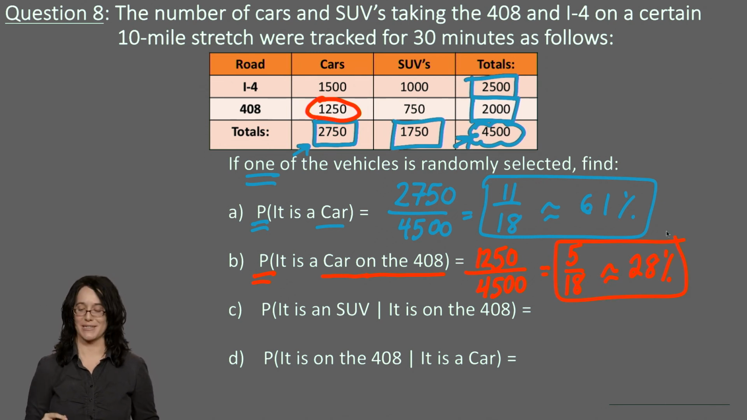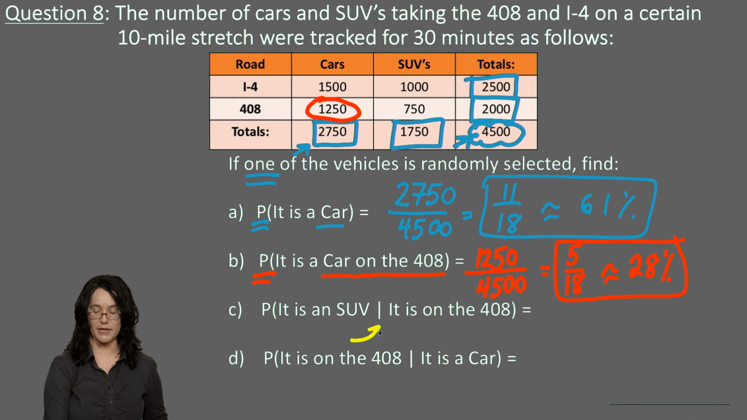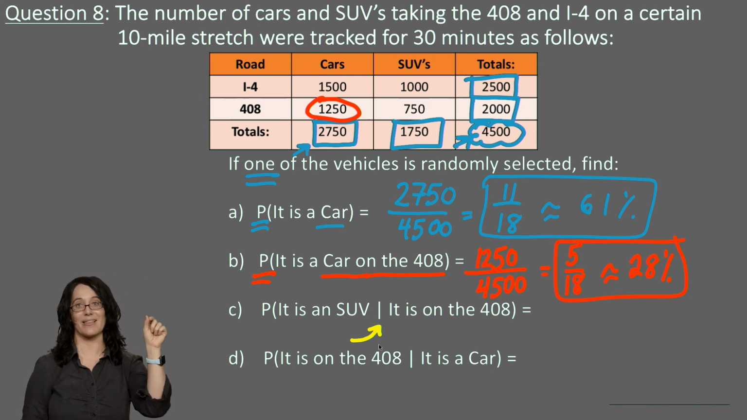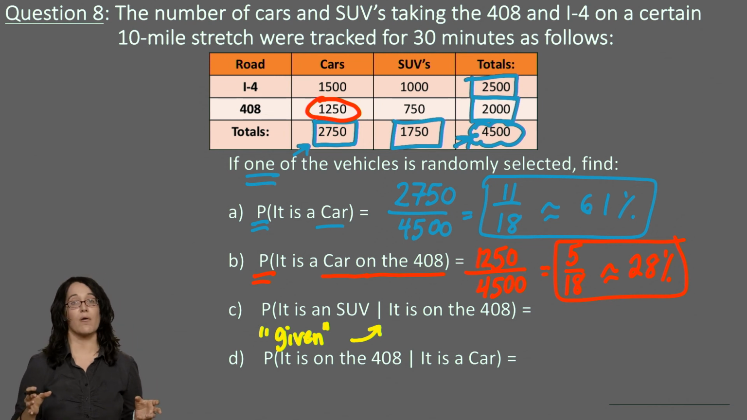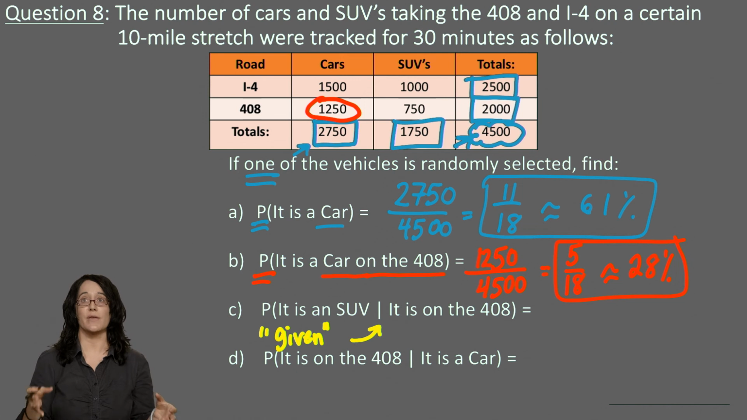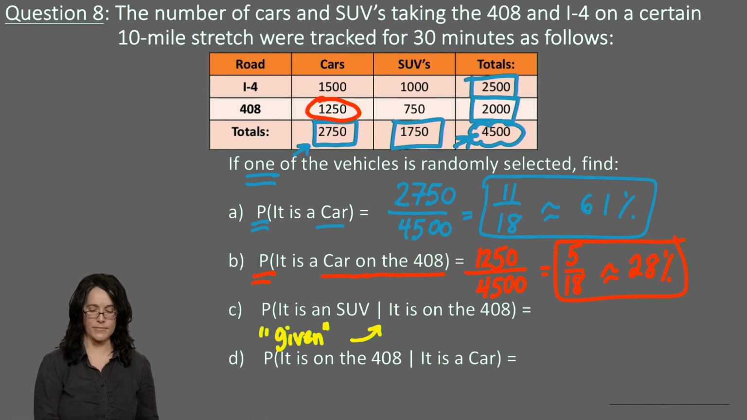If you change it to a decimal and a percent. All right, now here's the real fun part, in my opinion. We see this symbol here. What is that line, or that line segment? What does that represent? That's right. That's the word given when we're talking about probability. You can look back in your notes or previous videos. And it says here, what is the probability that if you randomly select a vehicle from the study, that it would be an SUV, given the fact that we know it was on the 408? An SUV, given the fact it was on the 408.